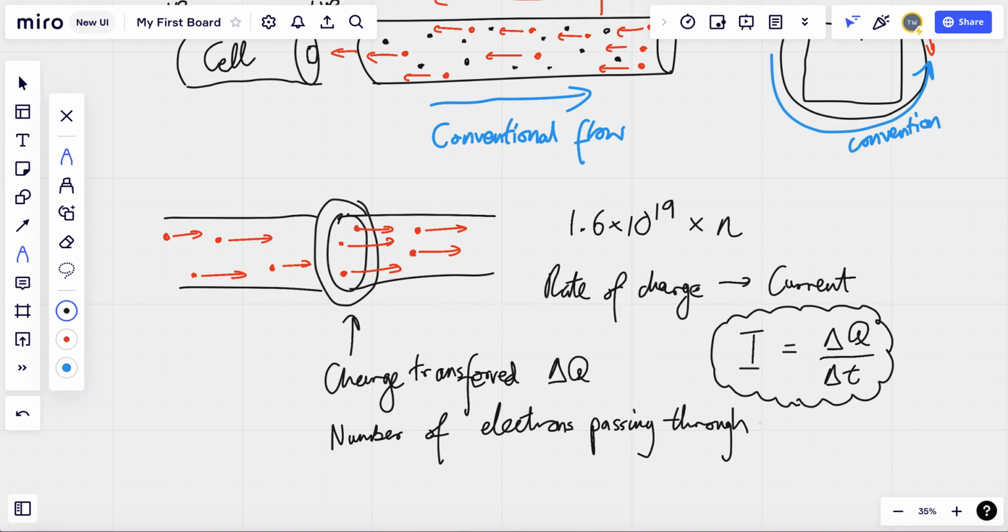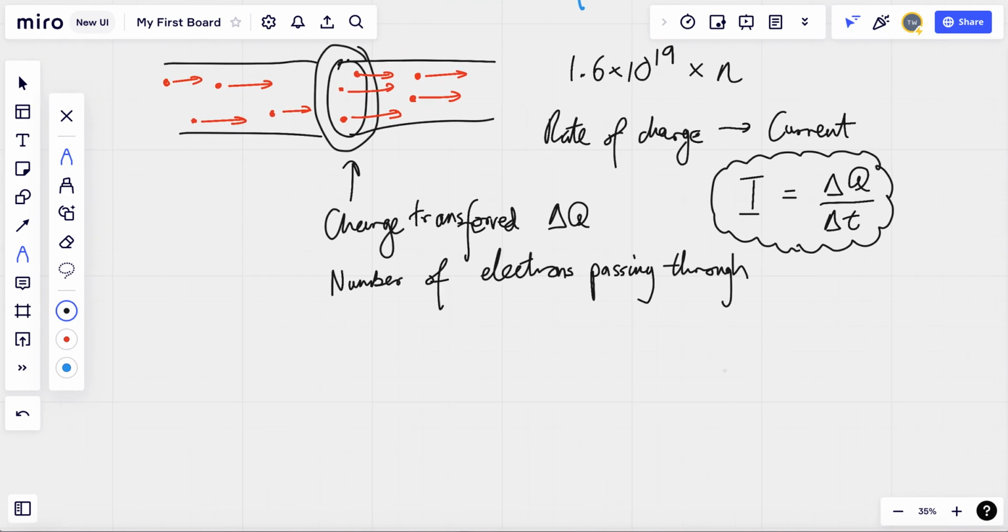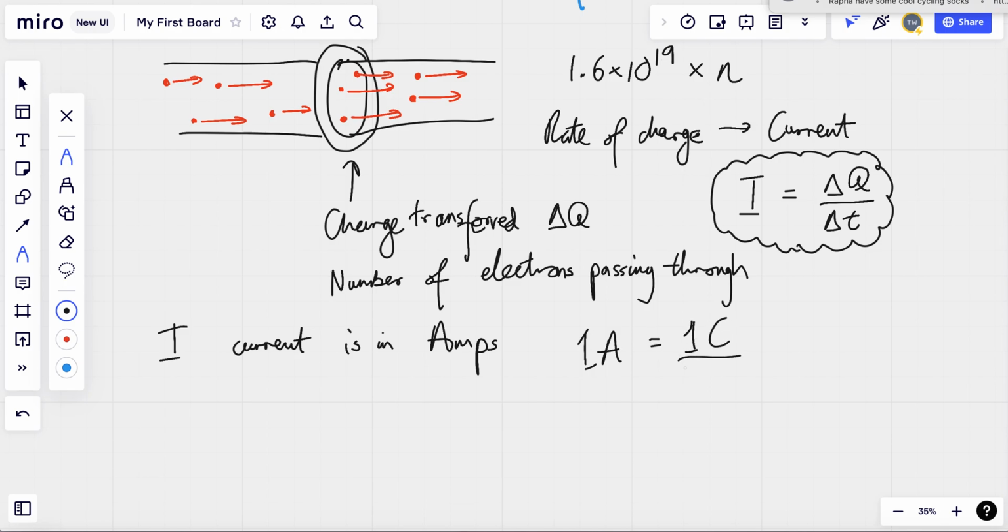Now I'll just go down from here. As we know, I, or current, is in amps, or amperes, and the definition of an amp, 1 A, equals 1 coulomb of charge flowing in 1 second. So it's 1 coulomb per second.